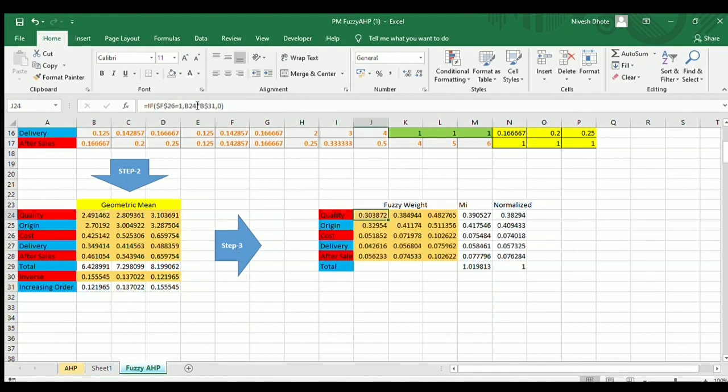So it will be multiplying B24 with B31. What we are doing is multiplying the quality value with respect to all the values. So we are doing normalizing in that case. Similarly, here we multiply 2.49 by 0.12 and we get 0.3038. Similarly, 2.8 with 0.139 will give me 0.384. Similarly, we have done it for 2.7 with 0.12, which will give me 0.32. So now we have filled all these values.